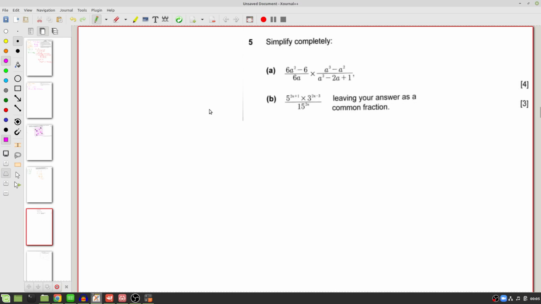Hi and welcome to question 5. We're busy with the Namibian 2012 NSSCH, the higher level, paper 1, from November. So question 5, we're asked to simplify the following completely.